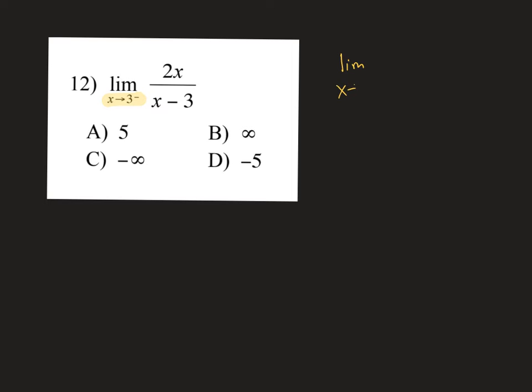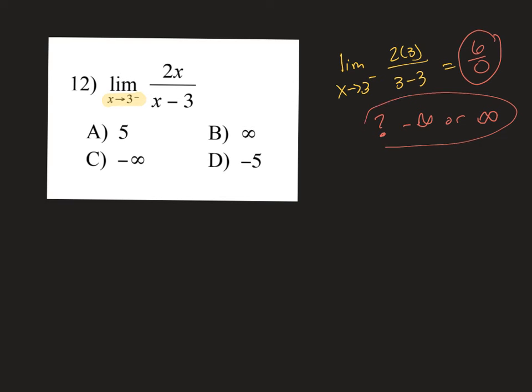So I'm going to do the limit as x approaches 3 from the negative side, and I'm basically going to put a 3 in for x and a 3 in here, and you'll see that we end up getting 6 over 0. As soon as we get 6 over 0, we know that this is going to be some kind of infinity. The question is, is it negative infinity or positive infinity? Those are supposed to be infinity symbols there. Okay, so this is the question that we have to answer.